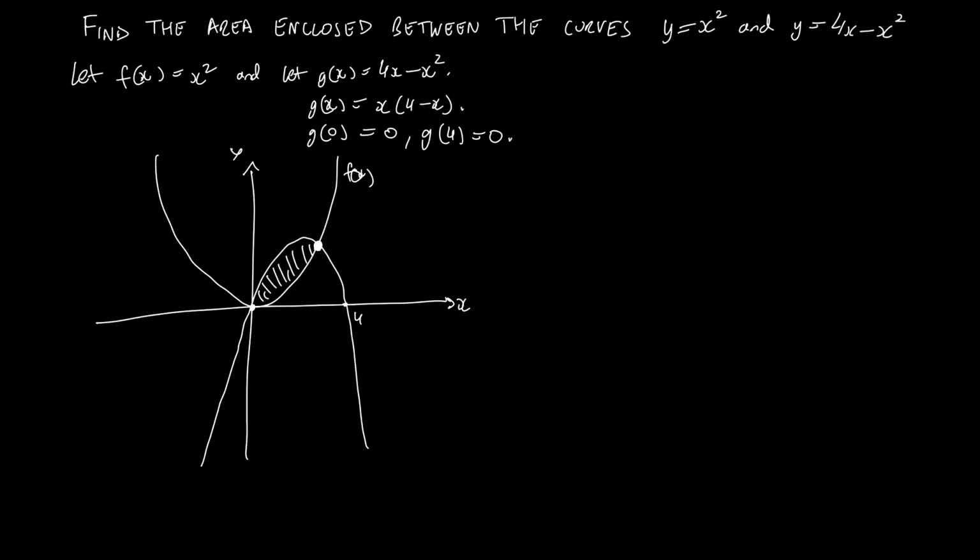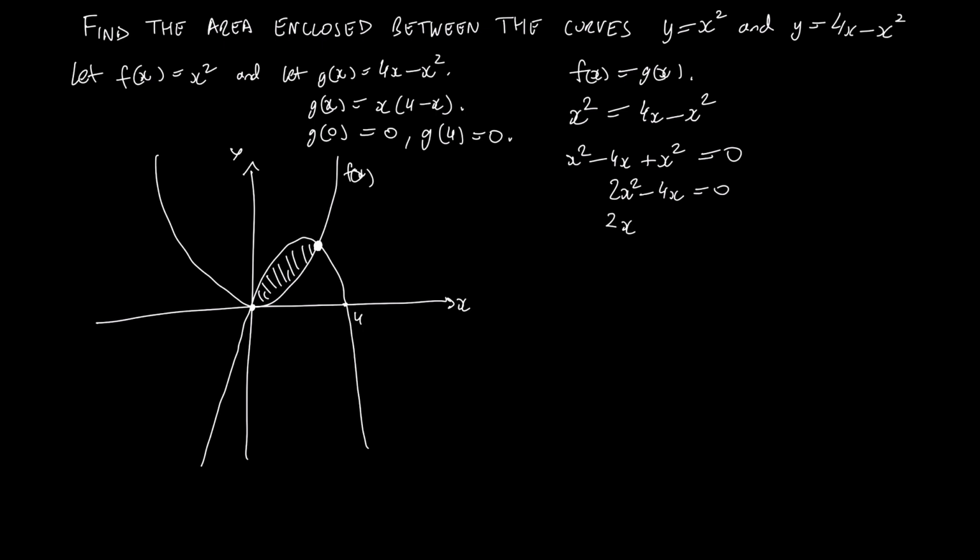So that is when f of x equals g of x. So we have the left-hand side x squared equals right-hand side 4x minus x squared. We bring the right-hand side across to the left-hand side, and we end up with 2x squared minus 4x equals 0, or 2x out of x minus 2 equals 0. So as we can already see, x equals 0 is one intersection point, and x equals 2 is our other intersection point.